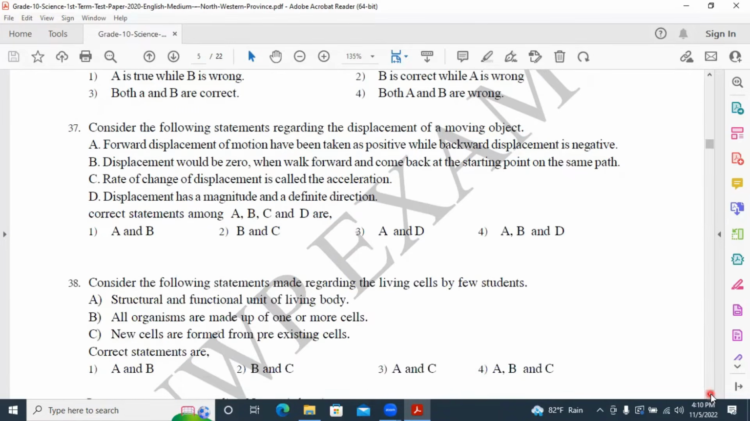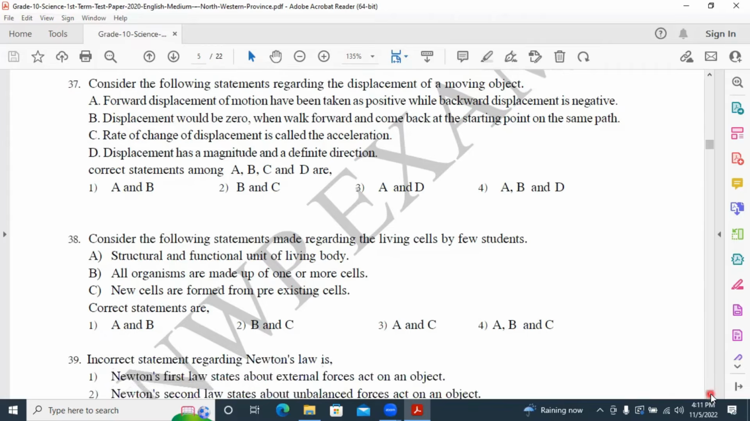37. Consider the following statements regarding the displacement of a moving object. A. Forward displacement of motion is taken as positive while backward displacement is negative. It is correct. B. Displacement would be 0 when you walk forward and come back to the starting point on the same path. It is also correct. D. Displacement has a magnitude and a definite direction. D also correct. So answer number 4, A, B and D.